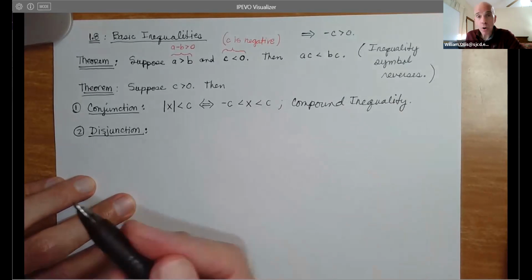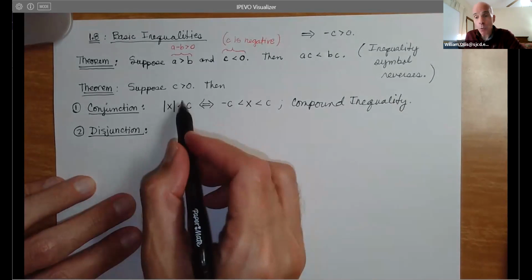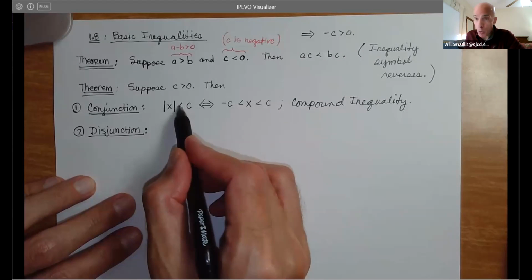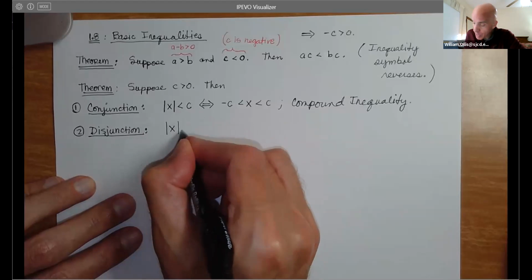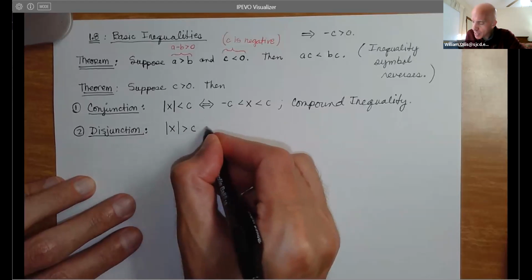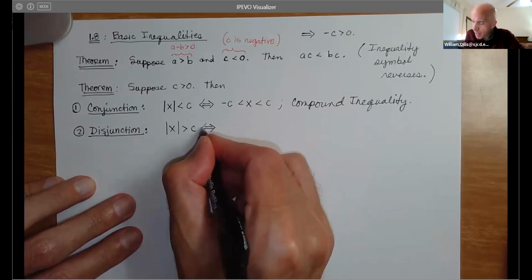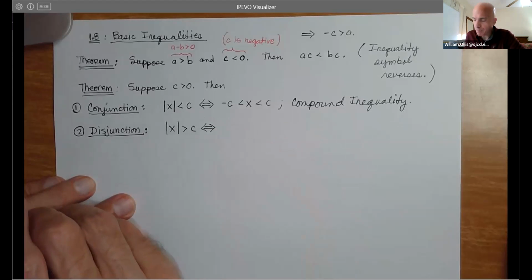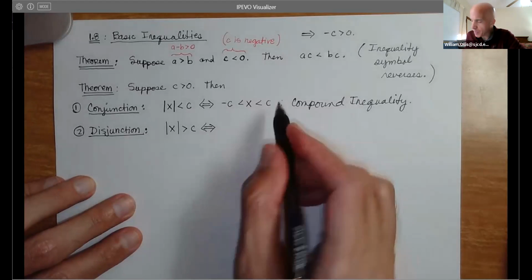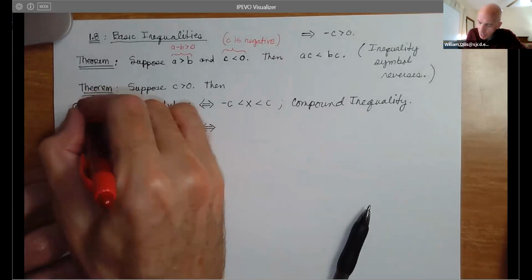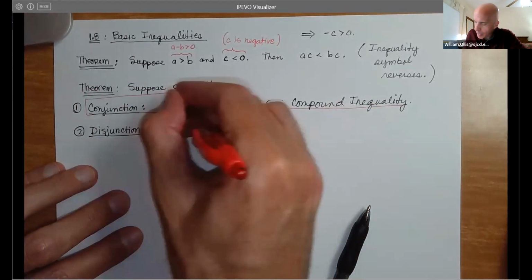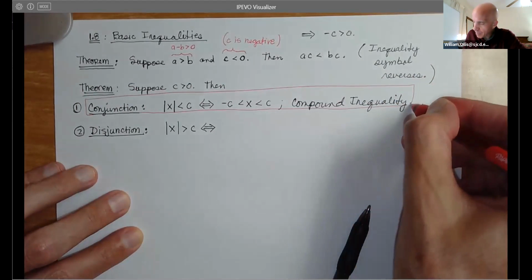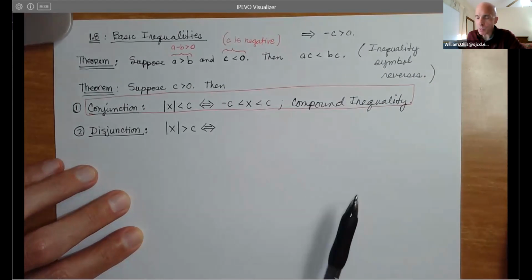Now, the other one is the disjunction, where we actually move this in the other direction. That is, we have the absolute value of x greater than C. This doesn't get as much use, but it's still important, this being the most important. The conjunction in use in calculus and analysis, you will see from here and evermore. So that is a very, very important result.